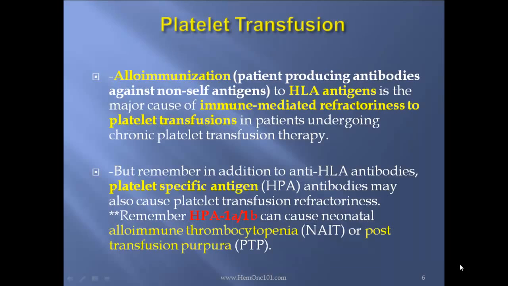Platelet transfusions. Alloimmunization, meaning the patient producing antibodies against non-self antigens, to HLA antigens is the major cause of immune-mediated refractoriness to platelet transfusions in patients undergoing chronic platelet transfusion therapy. But remember, in addition to anti-HLA antibodies, platelet-specific antigen HPA antibodies may also cause platelet transfusion refractoriness. So remember, HPA-1A/1B can cause neonatal alloimmune thrombocytopenia, NAIT, or post-transfusion purpura, PTP, or may cause platelet transfusion refractoriness.